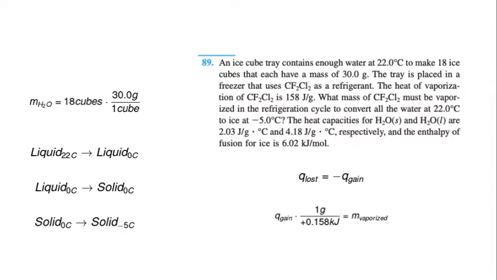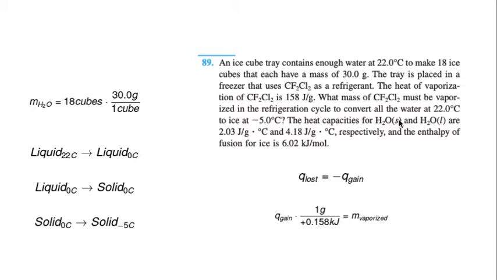Next problem, an ice cube tray contains enough water at 22 degrees Celsius to make 18 ice cubes that each have a mass of 30 grams. The tray is placed in a freezer that uses CF2Cl2 as a refrigerant. The heat of vaporization of CF2Cl2 is 158 joules per gram. What mass of CF2Cl2 must be vaporized in the refrigeration cycle to convert all the water at 22 degrees Celsius to ice at negative 5 degrees Celsius?